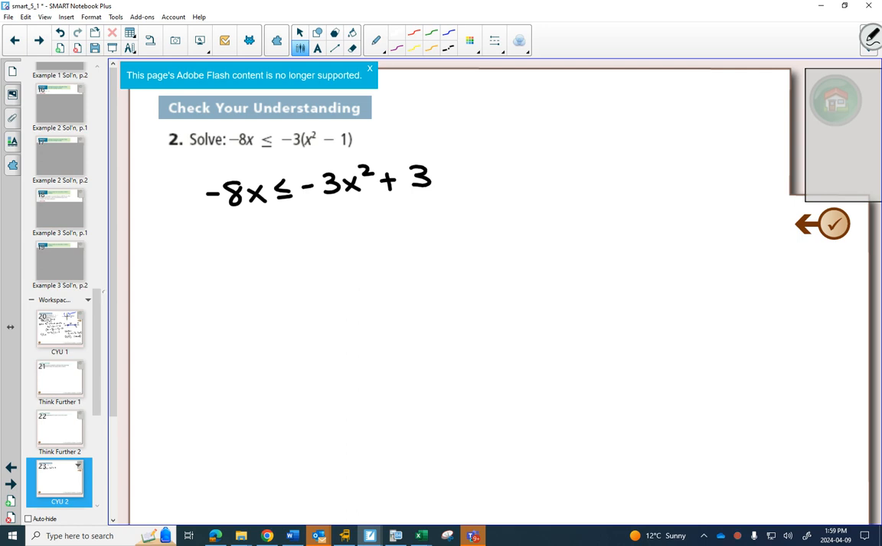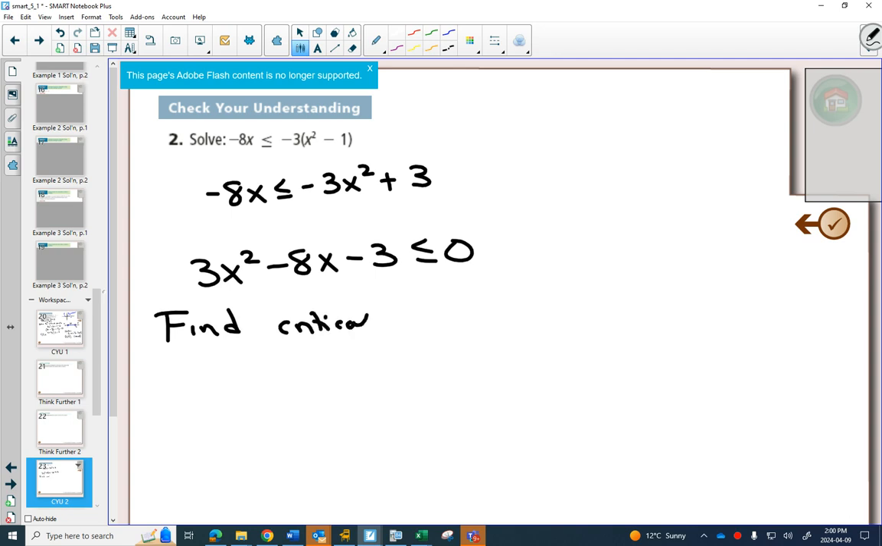Often it's easier if you make the left-hand side equal to 0, or often it's easier if whatever the x squared is, you make it positive. So in this case, as a personal preference, I would move everything over to the left-hand side so that my inequality looks like this. I added 3x squared to both sides. I subtracted 3 from both sides. I made the 0 on the right-hand side. Here's my quadratic inequality.